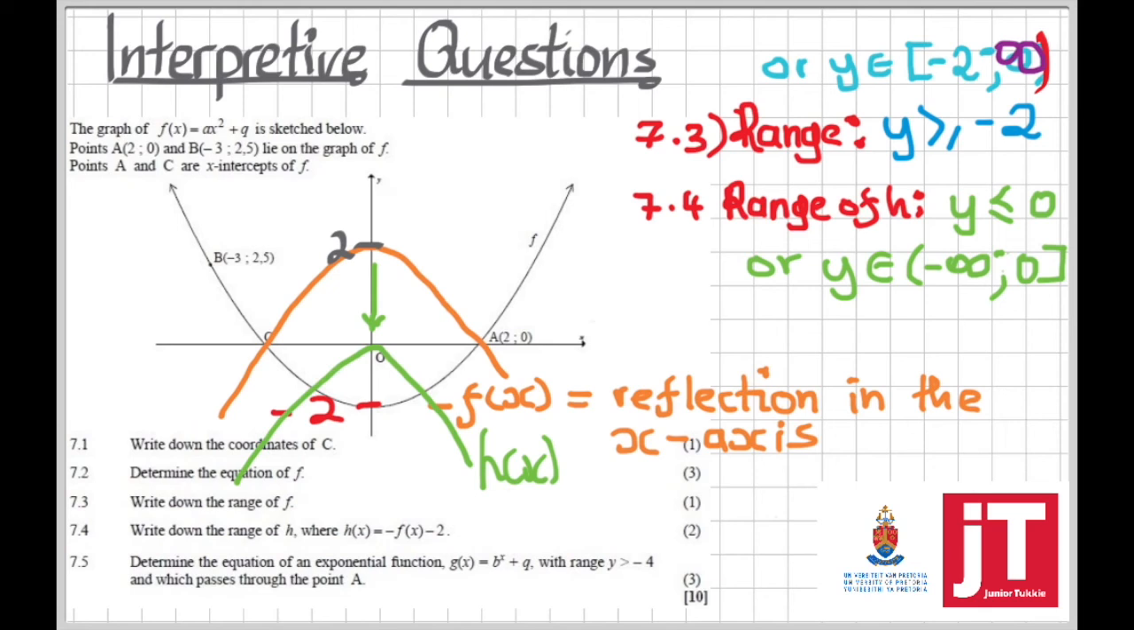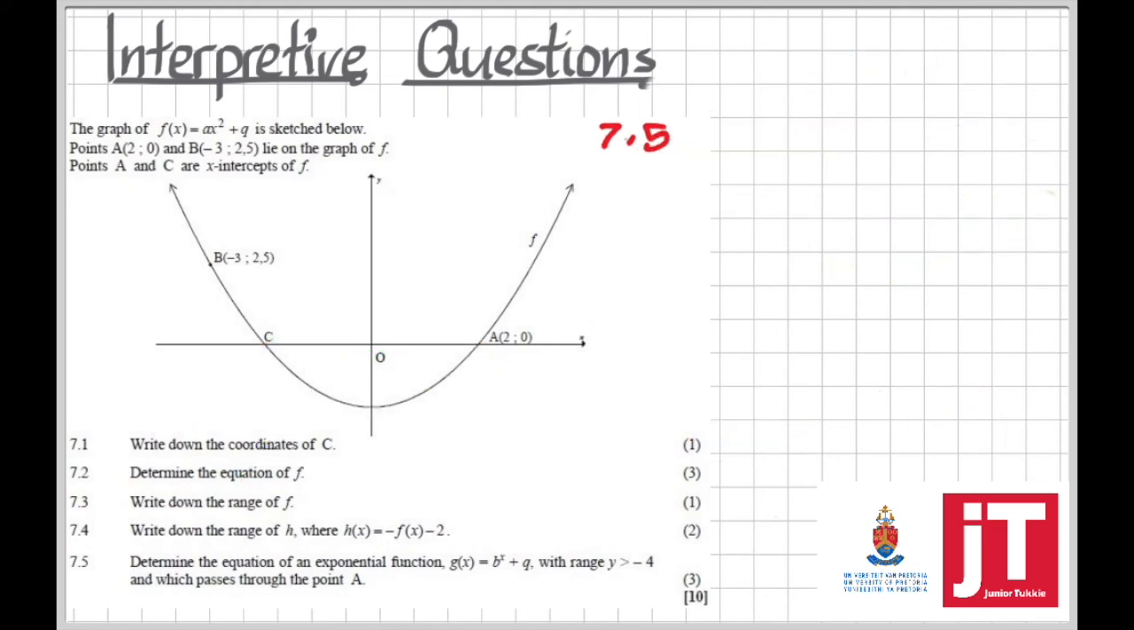We move on to the last question. Question number 7.5: determine the equation of an exponential function g of x equals b to the power x plus q, with the range y greater than negative 4, and which passes through the point A. Very important: the range is given. That range is associated with our q value. So in other words, we already know our q value based on that range.